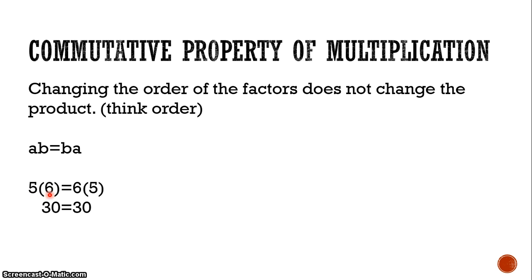So 5 times 6 is 30. And if I flip them around, 6 times 5 is still 30. It doesn't matter if I go left to right or right to left. Order does not matter when it's multiplication.